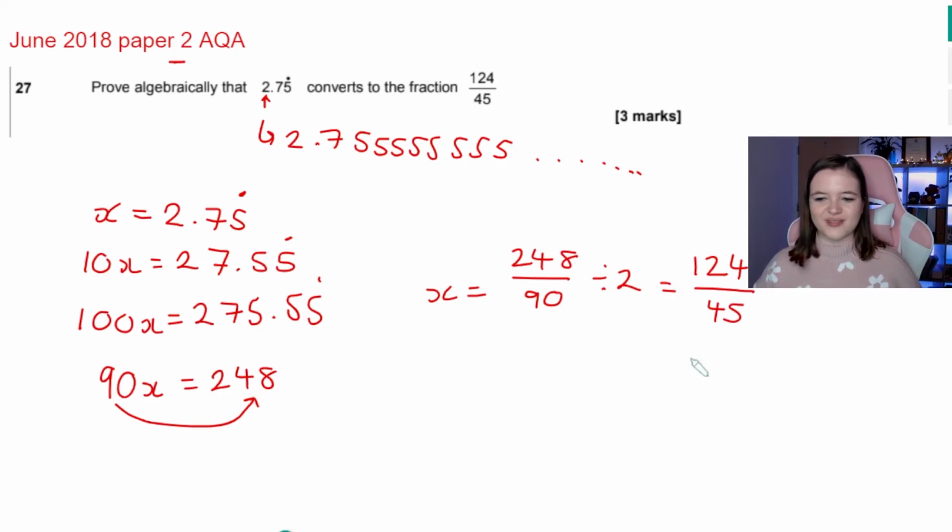Pace count almost getting in the way, but not quite. And that is the answer. 3 marks on an AQA paper.